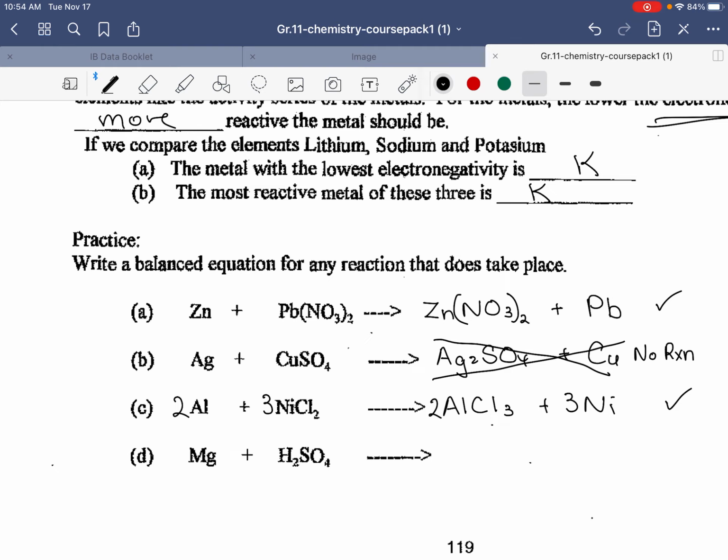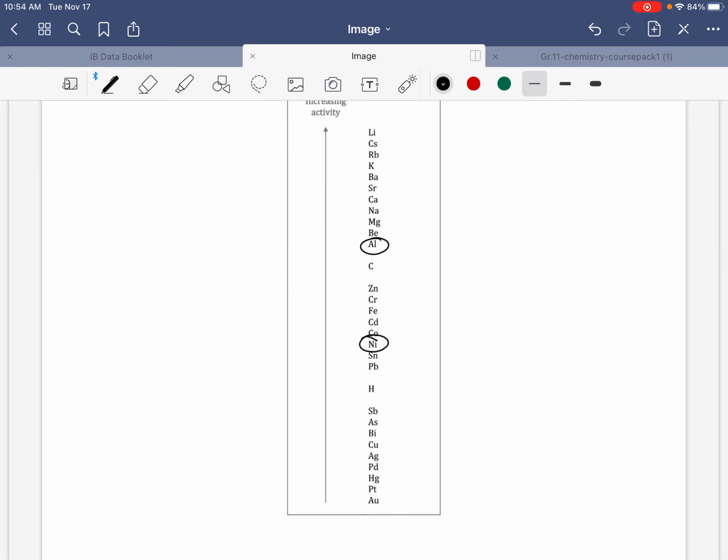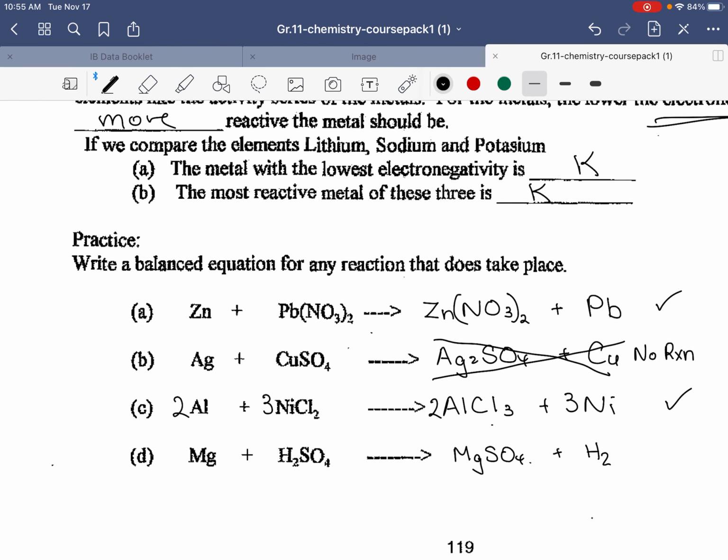All right, magnesium and hydrogen gas. So you're gonna get magnesium sulfate plus hydrogen gas. Will it work? Well, let's see. Magnesium and hydrogen. So we have magnesium up here and hydrogen down here. Yes, it will. Magnesium is way higher than hydrogen, so therefore this reaction will take place.